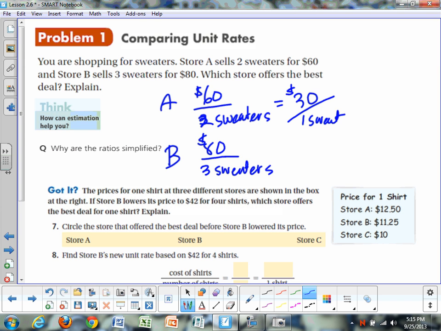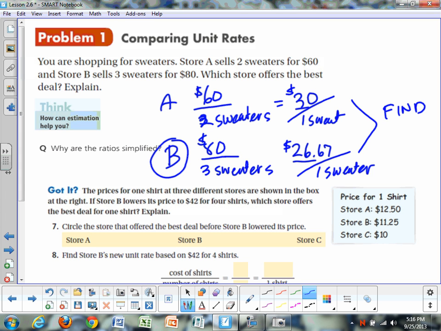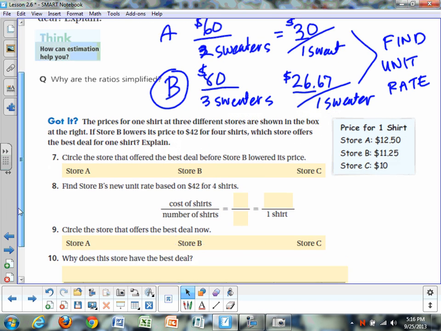And then the other one, if we divide it, we get $26.67, rounded to the nearest cent, for 1 sweater. And so now that it's a unit rate, so the price per one, we can just find whichever number is lower, and that would be store B offers a better deal because it has a lower unit rate. So the way you do a problem like this is just find the unit rate, which means divide out the rate so that it's per 1 unit. All right, you can try this. Got it? See how you're doing.